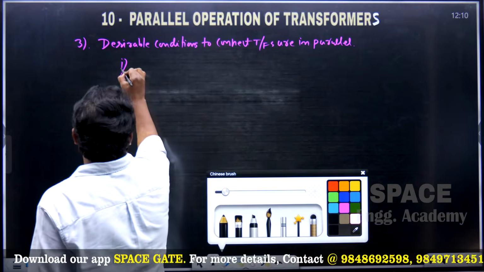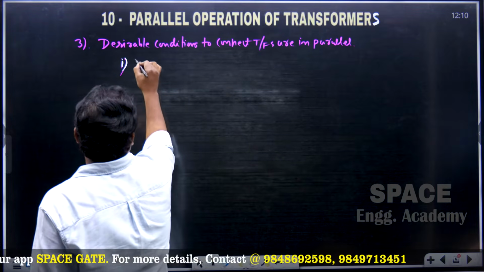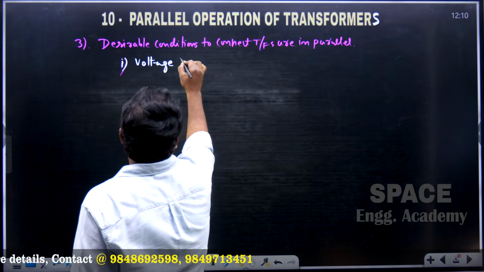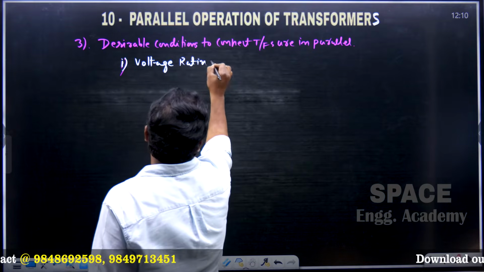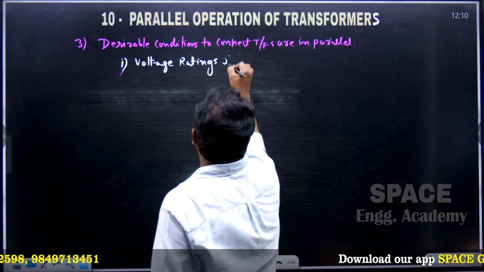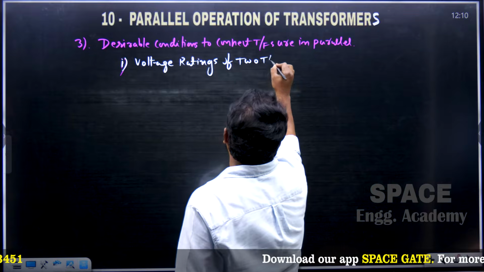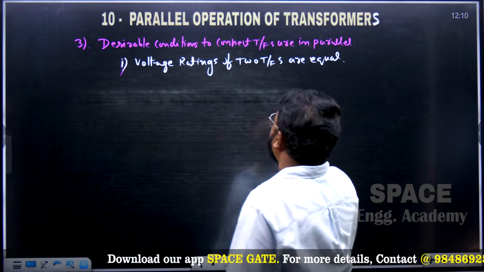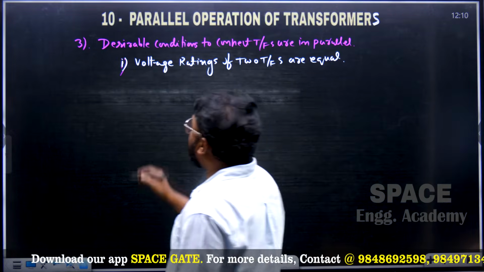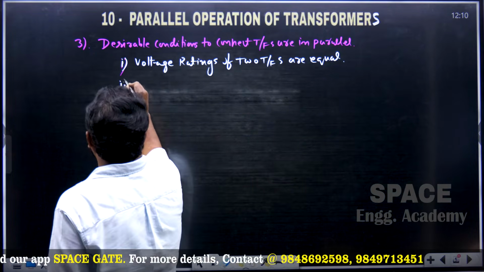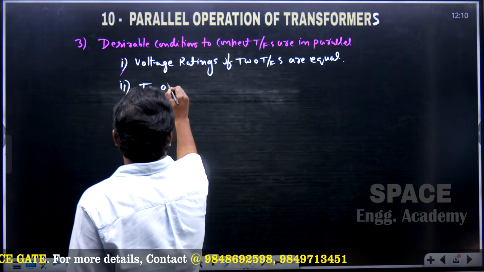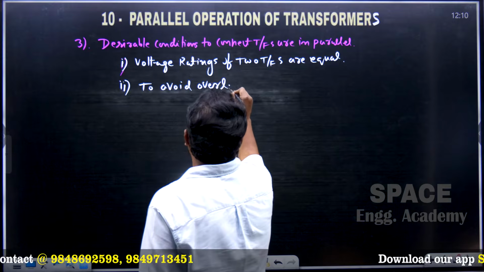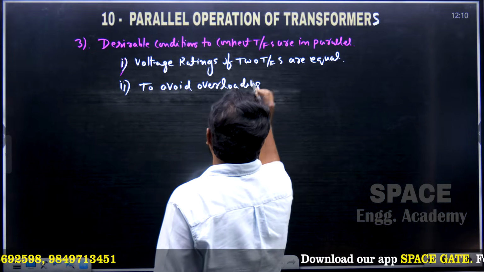Okay, here the voltage ratings of the two transformers are equal. So this is one of the desirable conditions. And next, the second one: to avoid overloading capacity of any one of the transformers.